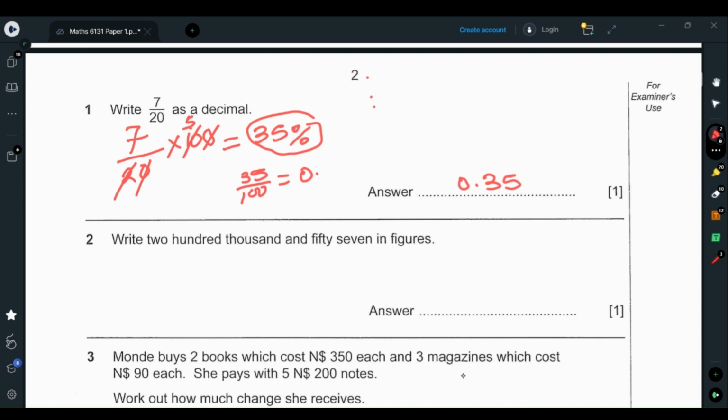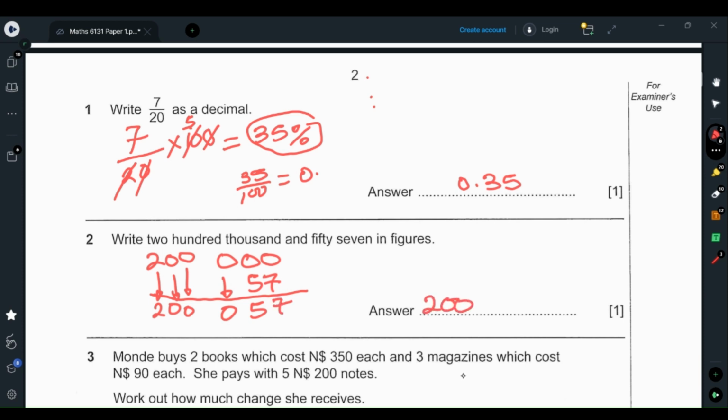Write 200,057 in figures. So 200,000, 3 zeros, and 57. All right. So 200, just bring that down. Bring the zeros down. Bring those ones down. 0 plus 5, 5, 0 plus 7, 7. So 200,057. That's how you write that one.